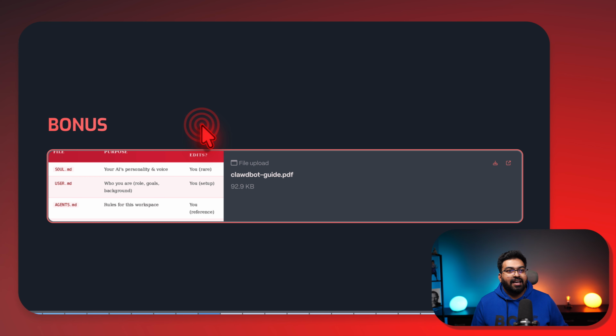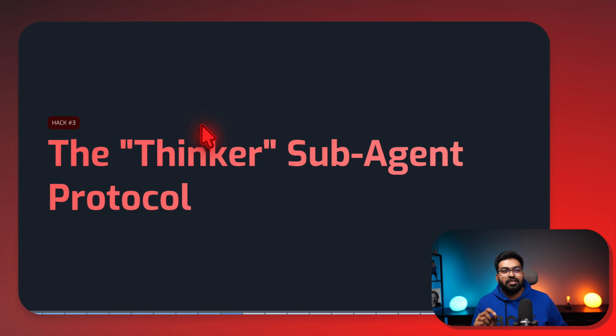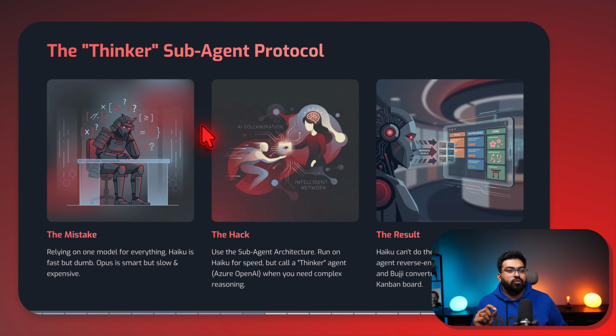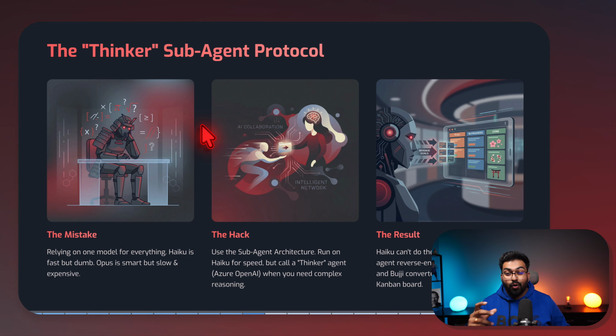And the next hack that we have is the Thinker sub-agent protocol. This is where I want to show you how to, in my previous video, if you haven't watched it, by the way, it will cover how to get $1,000 credits from Azure OpenAI. By the end of the video, back then I did not know how to use it directly within Clawdbot. It was there, everyone can get those credits. But today I managed to figure it out. I now know how to use this in my Clawdbot.